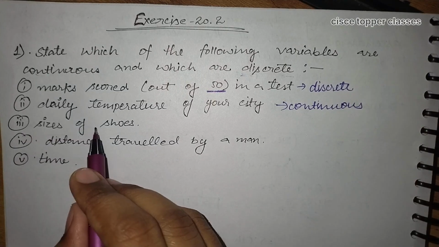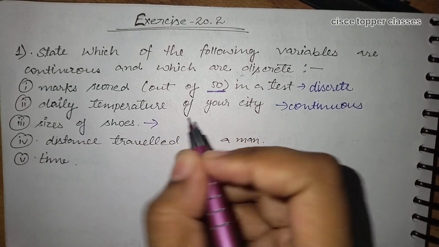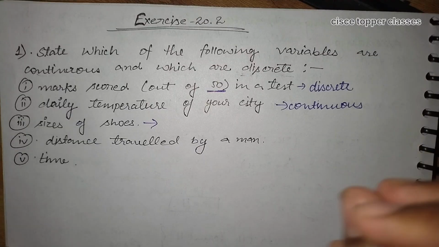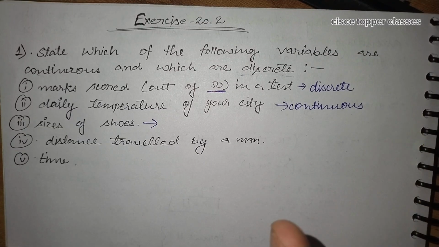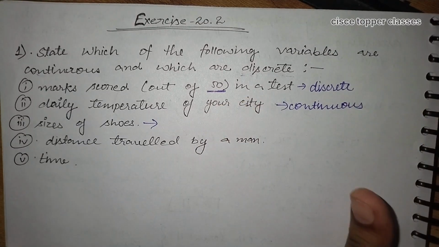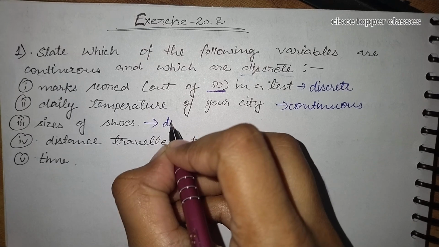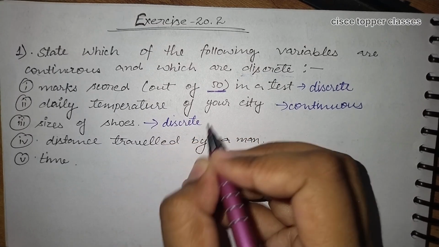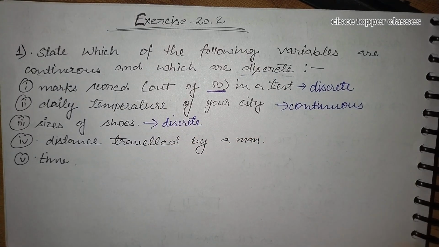And if we see the third part, size of shoes, we know size of shoes will come to an end at some point, where the man has a maximum limit here. So that is also discrete here. It will stop at a point, then it will not increase there.